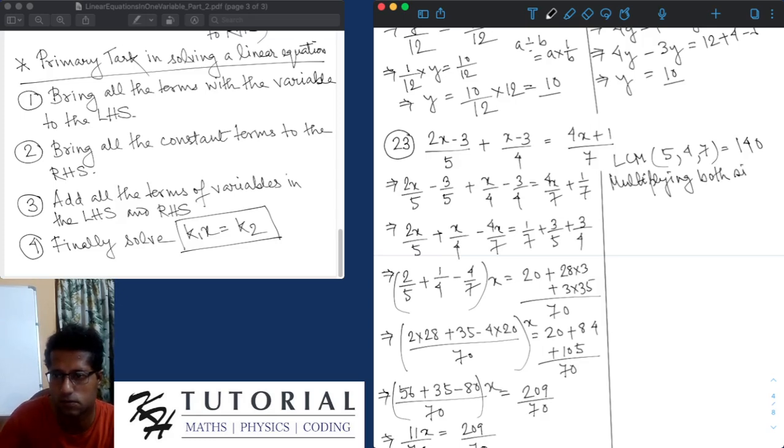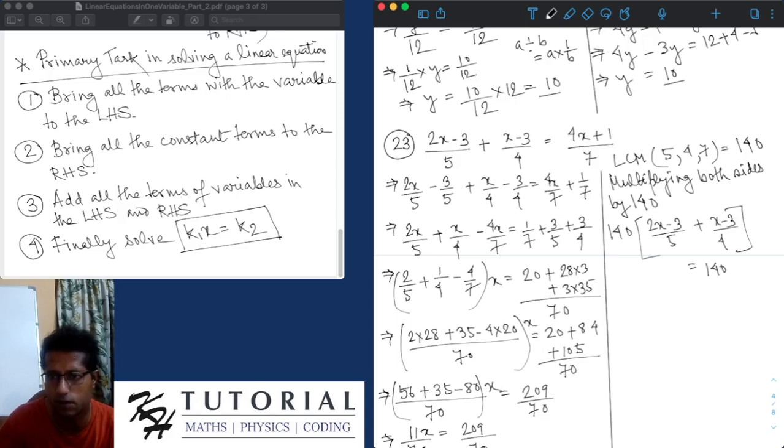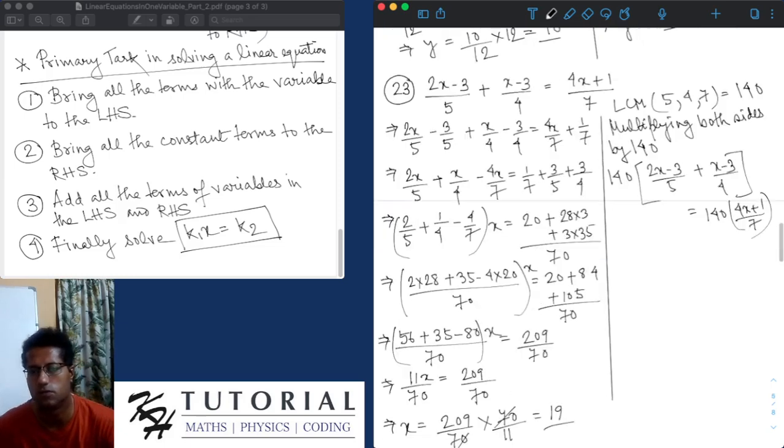Now multiplying both sides by 140, we get 140 multiplied with the LHS, 2x minus 3 by 5 plus x minus 3 by 4, and the RHS we have to multiply it by 140 into 4x plus 1 by 7. So we have this equation.